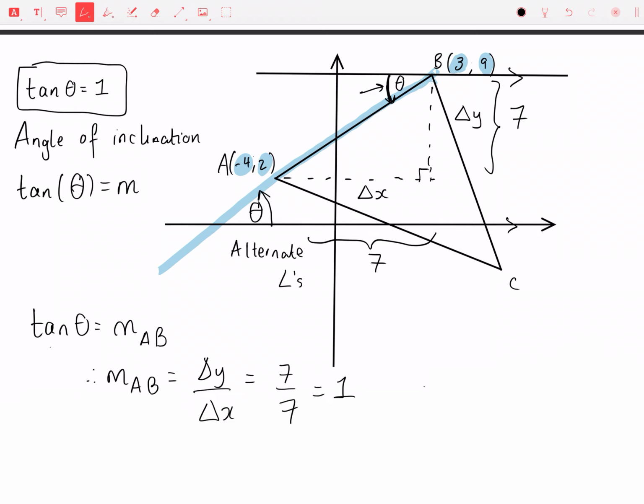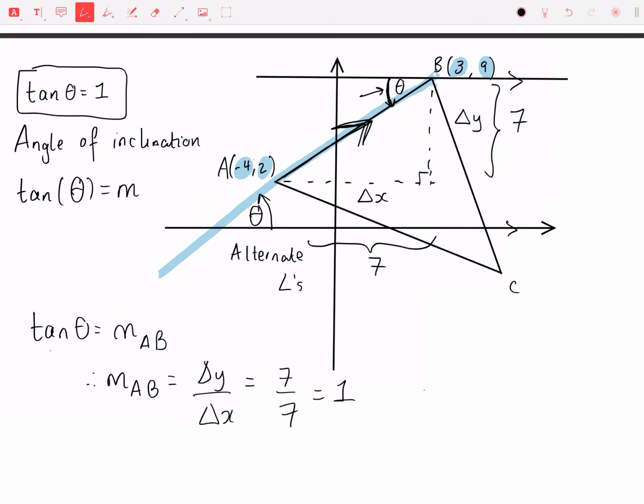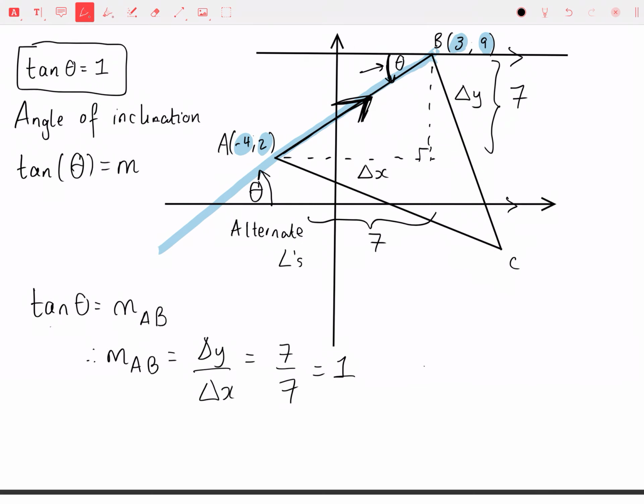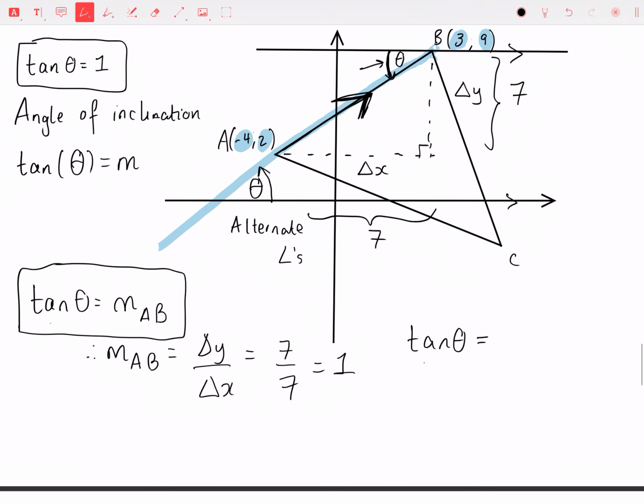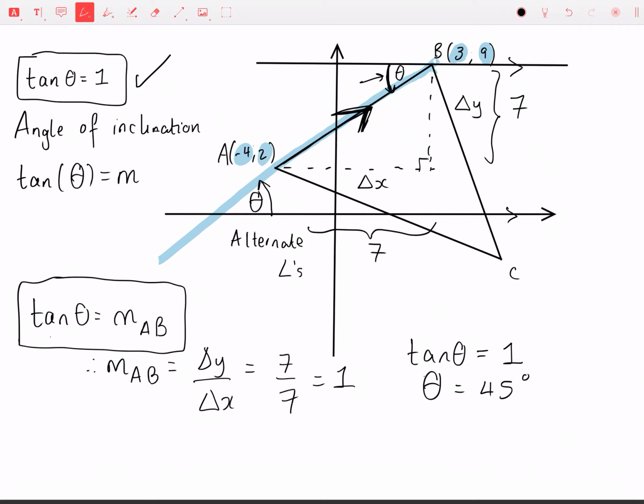And how do I know it's positive as well? Because you see, this line here is increasing. It's increasing from left to right. So that's how I know that this gradient is also positive. Now, the formula says that tan of the angle must give you the gradient of the line AB, so that's 1. Okay, so that's how we actually get this one here. And then how do I find theta? Well, that's a special angle. Tan of what gives you 1? It is 45 degrees. So that is theta, 45 degrees.